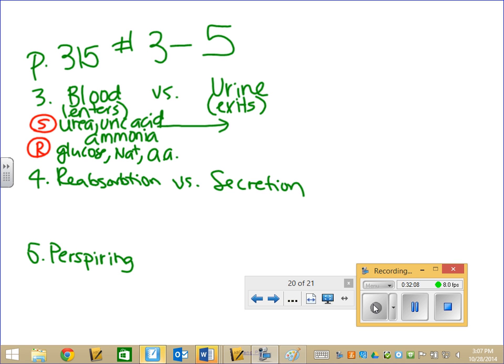Now I could add things to this list. I was just giving a sampling here. Under the reabsorbed section, I could also include water. Now I would expect to find water in my urine. If there was no water at all, you wouldn't have liquid urine. It would be a solid paste, and that would be super gross.